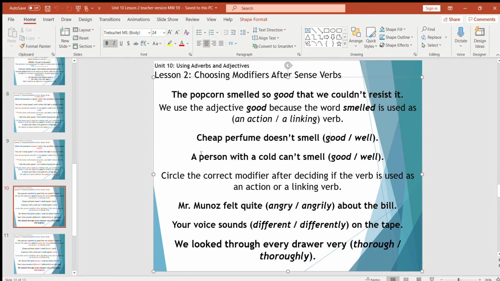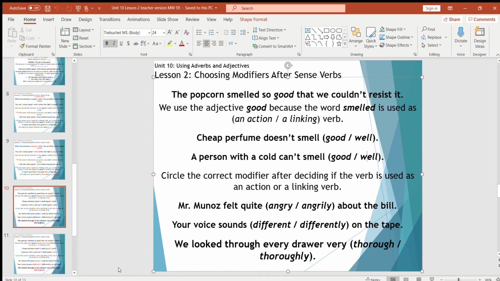A person with a cold can't smell good or well. Okay, so either the person is physically trying to smell, or they just are something. They are physically trying to smell, which means we go with the adverb form, well. They can't smell well. They can't do the action well.